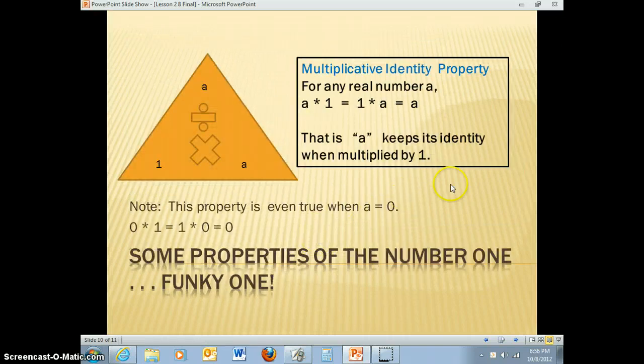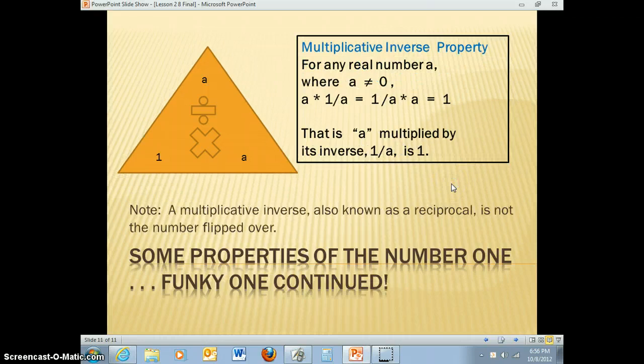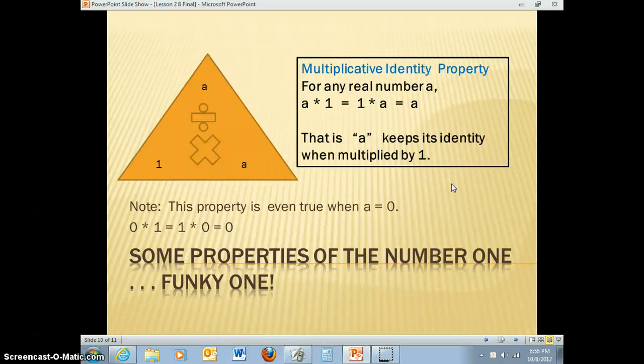All right, now, that was a couple funny things that 0 does. 0 cannot be divided, and 0, when it's multiplied, always results in 0. But 1 also has some funny things that it does. 1 does something called the multiplicative identity property. You sound really smart when you say that.